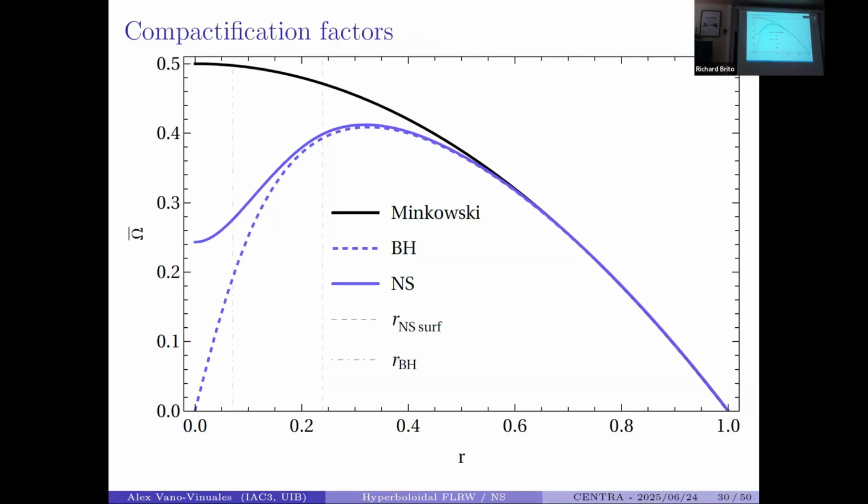So let me also explain all the different lines. If you do that for Minkowski, you will get the black line. And this compactification goes to 0 at r equals 1, which corresponds to scri, because it's compactifying the infinitely long slice on that side. If you were to consider a black hole with the same mass of the neutron star, you would get the dashed line. And in this case, the compactification factor also becomes 0 at the origin, because this slice is a trumpet slice.